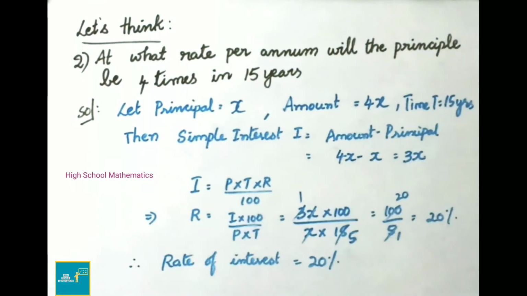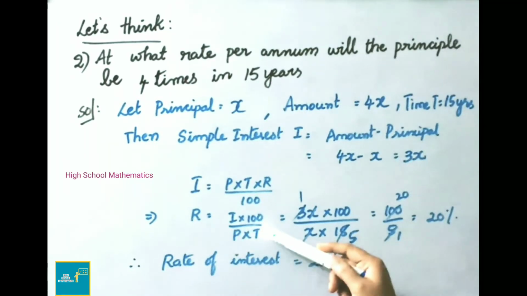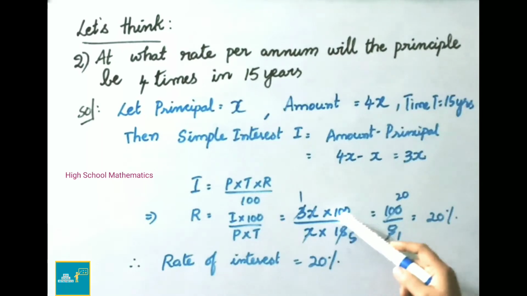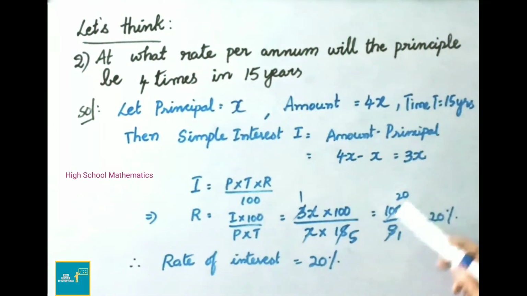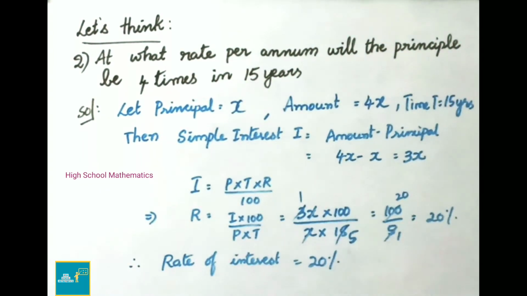We know simple interest formula I equals P into T into R by 100. Here we have to find rate of interest, that implies R equals I into 100 by P into T. That equals interest is 3x into 100 by principal amount x into time is 15 years. Here x is cancelled. 3 ones are 3, 3 fives are 15. That equals 100 by 5. 5 table, 5 twos are 10, so 20 times 100. So R equals 20%. Therefore, rate of interest is 20%.